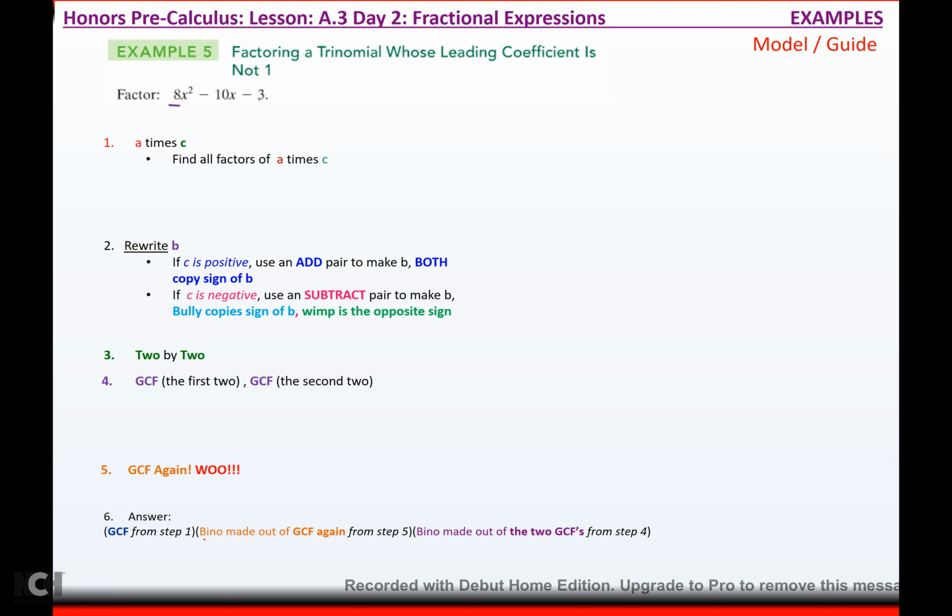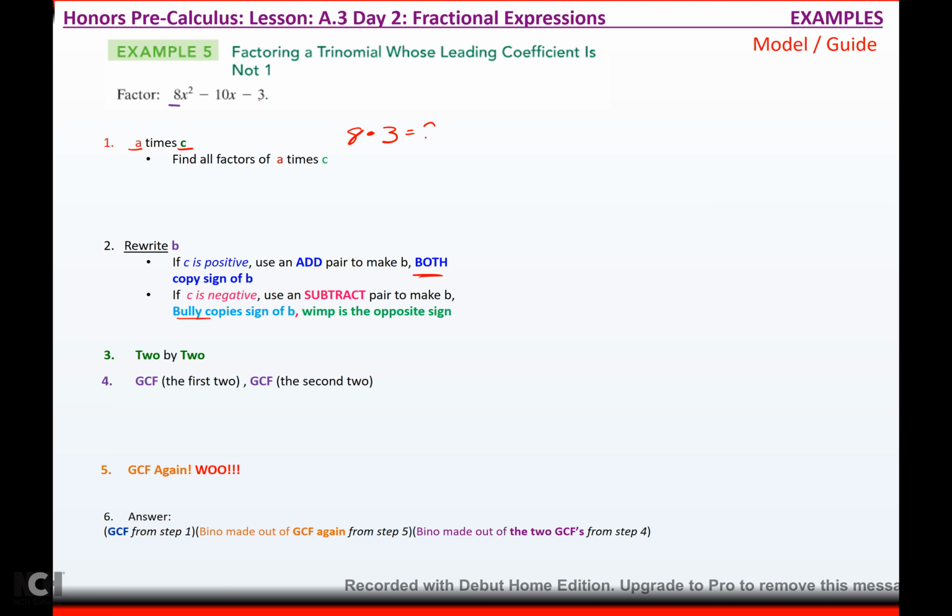This technique is a little weird if you've never seen it before, but once you get used to it, it always works. I cannot even imagine factoring with guess and check anymore. Alright, so what you do is you take A, which is 8, times C, which is 3. Yes, I know it's negative, but I don't care about the negative because, again, the bully is going to take care of it. Right?